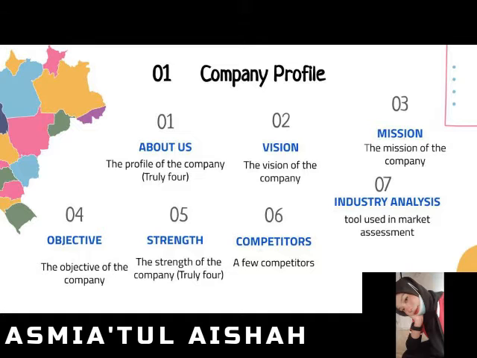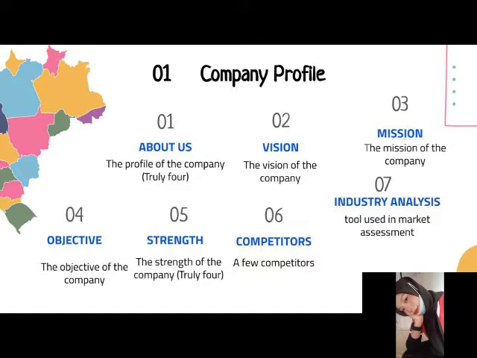So, without further ado, we go to the first one, which is company profile. There are 7 categories inside the company profile, which are about us, which tells about the profile of the company, which is truly for. The second one is vision, that tells the vision of the company. The third one is mission, it tells about the mission of the company. The fourth is objective, which talks about the objective of the company.